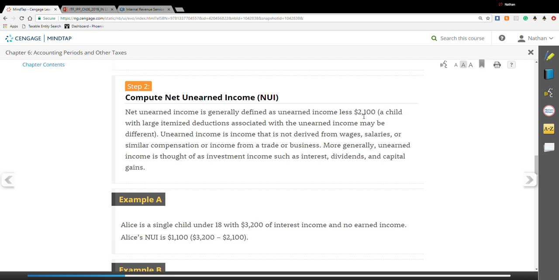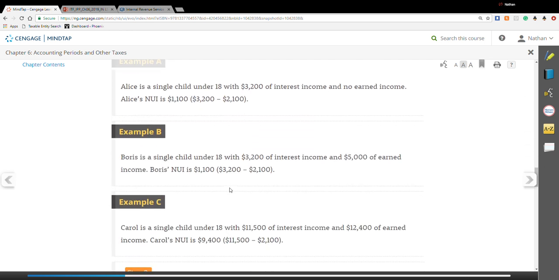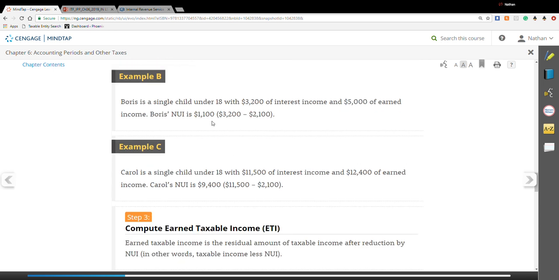So, unearned income less that. Can we have a negative? Yeah, if we have a negative, then there's really nothing we can do. So again, Boris, same example. 3,200 minus 2,100 gives us the same amount. Here we have 9,400.